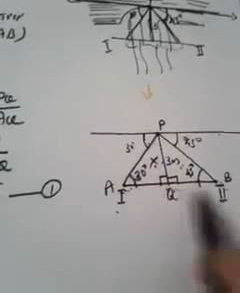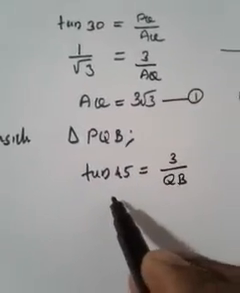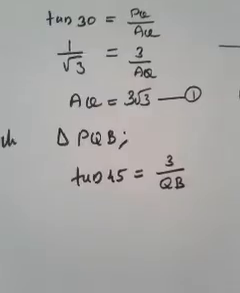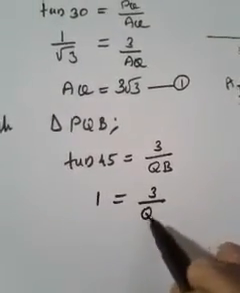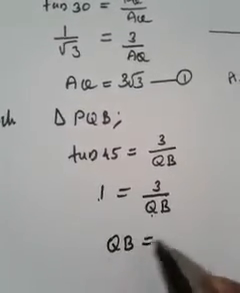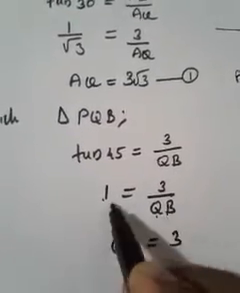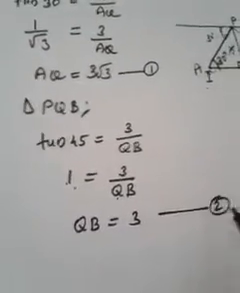That means 3 by QB. What is the value of tan 45? Obviously tan 45 is very simple. That is 1. 1 is equal to 3 by QB. And when you cross multiply, 1 into QB is equal to 3. So QB is equal to 3. Let it be the second equation.